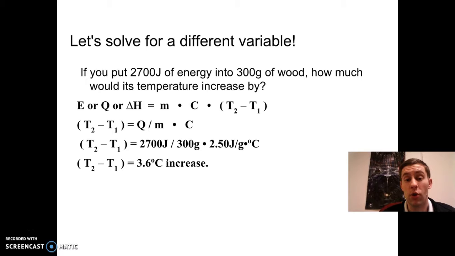So 2,700 joules only raises it about 3.6 degrees Celsius. That's all it is. Joules don't do a whole lot. You need a lot of them to make a big change.